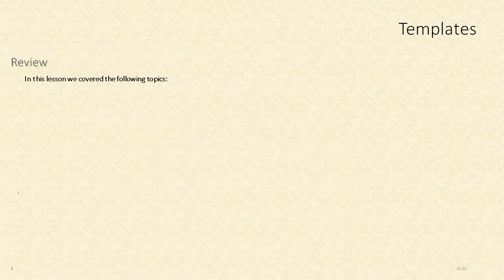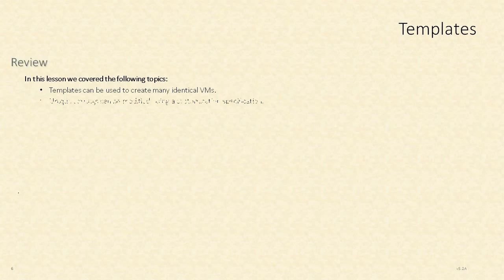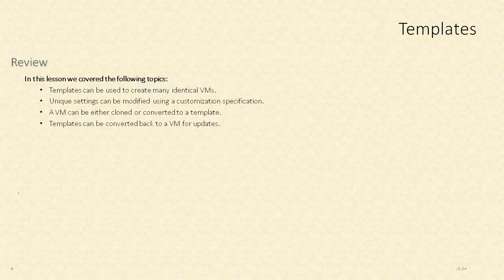In review, in this lesson we learned that templates can be used to create many identical VMs based on a standard image that we've created. We can use a customization spec to deploy all of those virtual machines with their own unique settings. We have different ways that we can create a template. We can either clone a virtual machine to a template and leave the original VM intact, or we can convert a virtual machine to a template. And if we do that, we can always convert that template back to a VM later on, perform whatever updates we need to do, and then convert it back to a template.